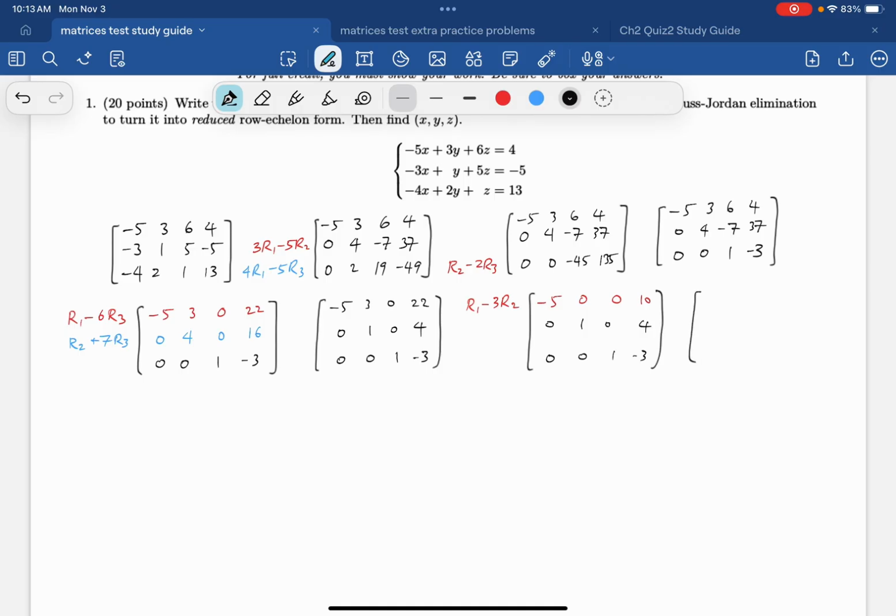And so that just becomes 1, 0, 0, minus 2, dividing the top by negative 5, 0, 1, 0, 4, 0, 0, 1, minus 3. So now I can just read off my answer. XYZ is negative 2, 4, negative 3.